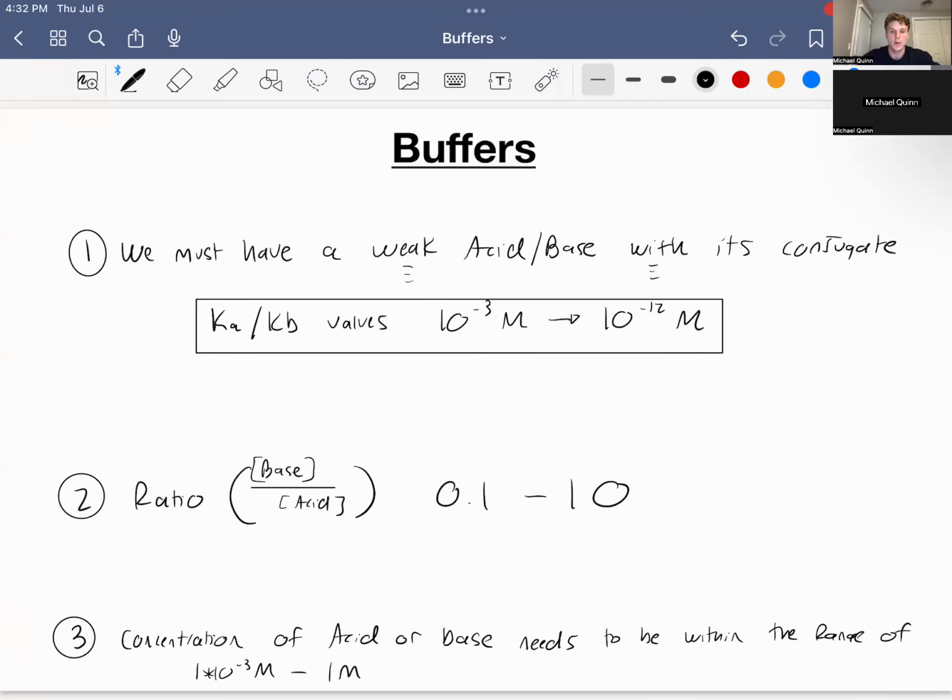So in the next upcoming videos, I'm going to be going over how to use buffers to solve problems and calculate the pH of a buffer using the fact that we know that we have established this buffer solution with these following requirements.